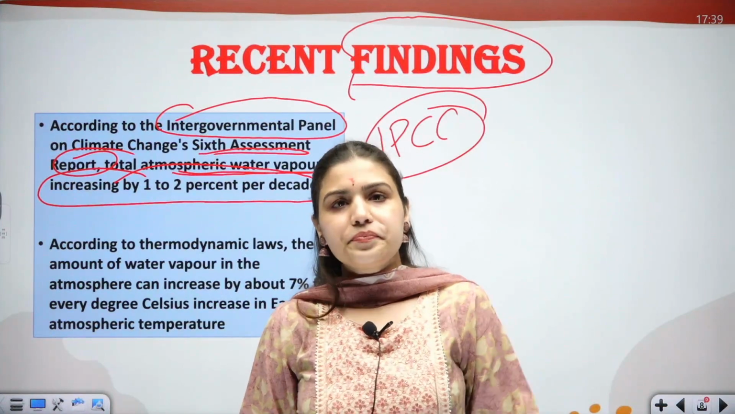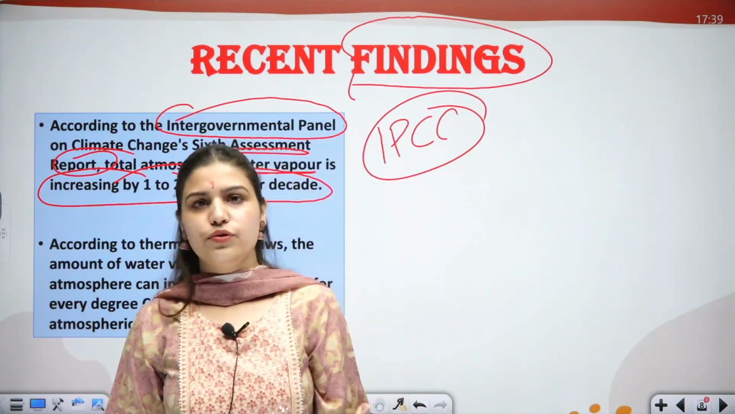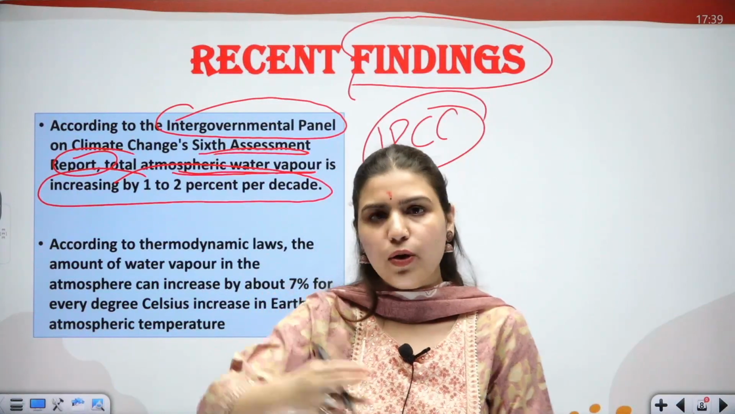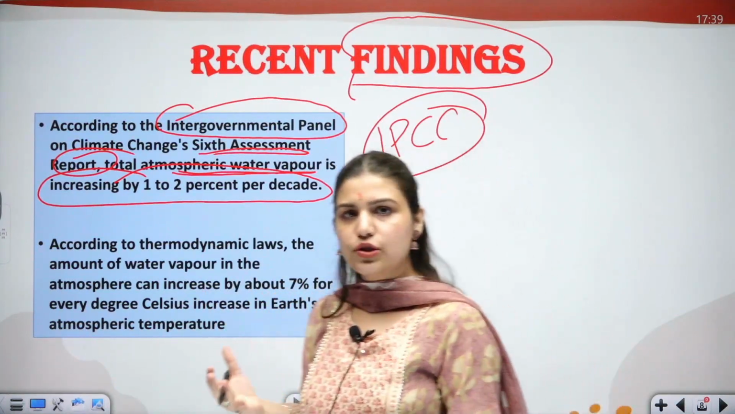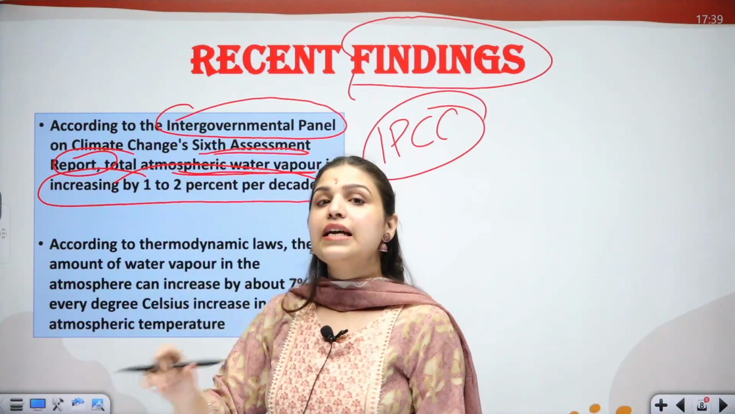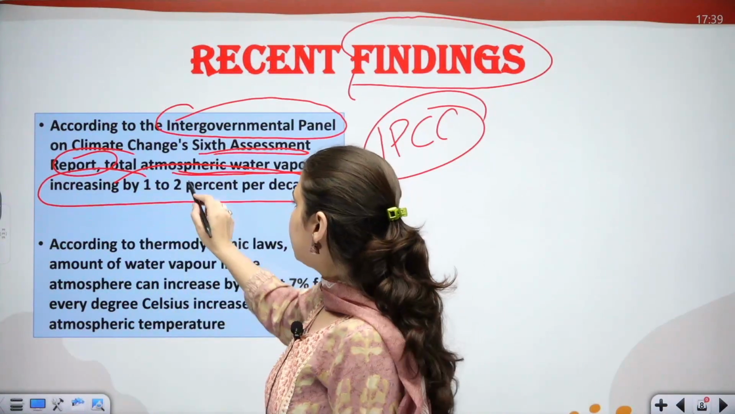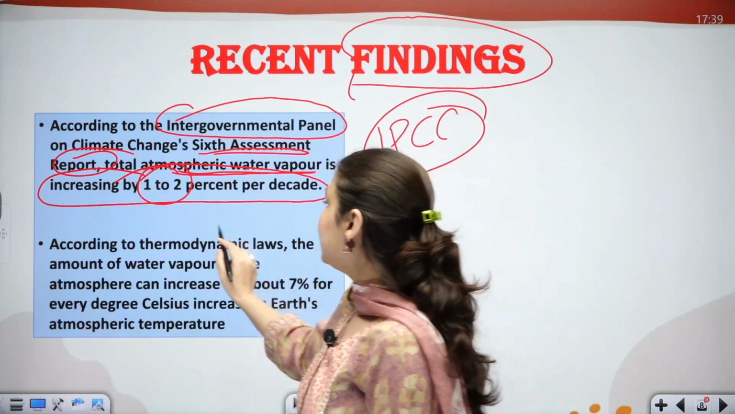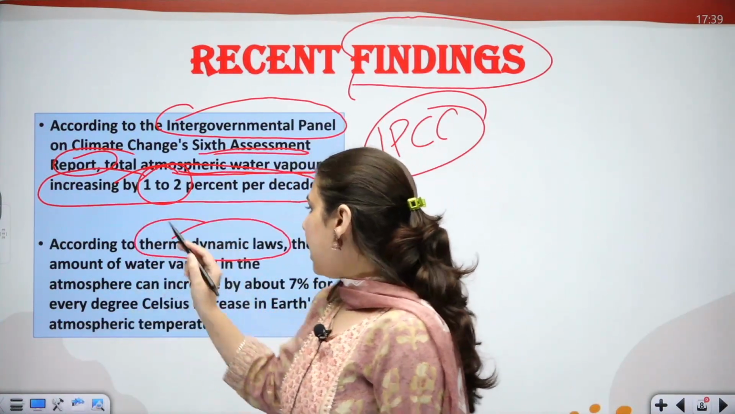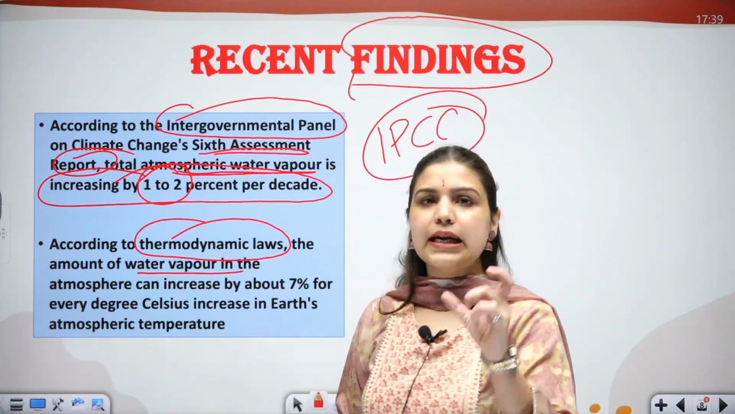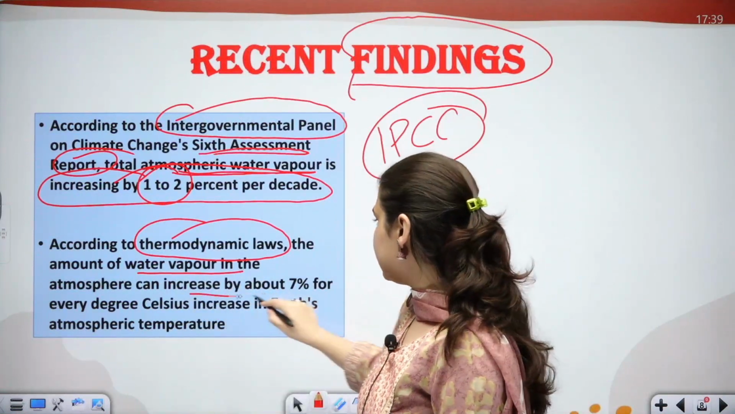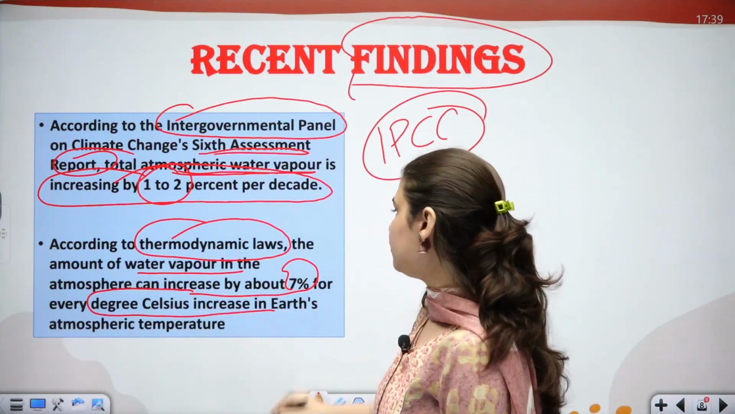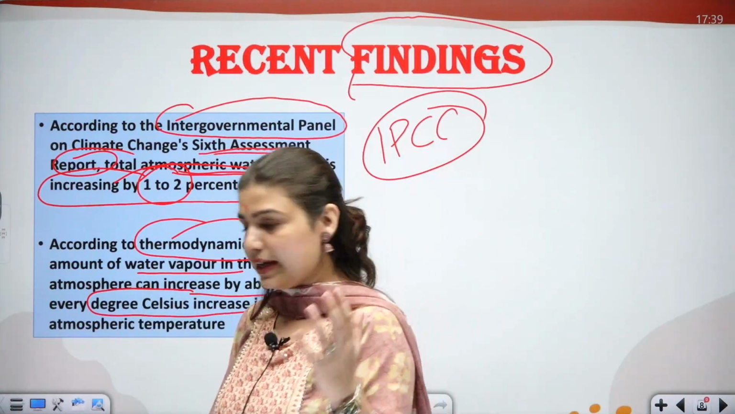So you know, we have this balance. We need certain things in certain quantity, and when that quantity increases, there are side effects. So according to this report, water vapor is increasing by 1 to 2% per decade. Now, according to the thermodynamic law, the amount of water vapor in the atmosphere can increase by about 7% for every degree Celsius increase in Earth's atmospheric temperature.